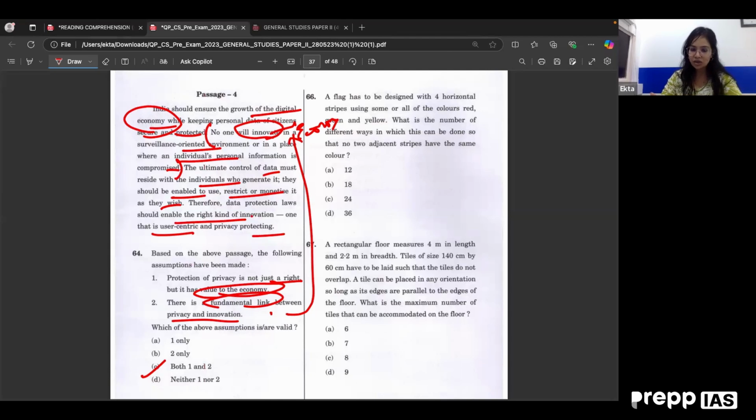go to the statement in the passage. Which statement? That no one will innovate in a surveillance-oriented environment, right? So if I negate my second statement, that there is no fundamental link, then the statement given in the passage will also weaken, right? If I say there is no fundamental link, then saying that no one will innovate in such a surveillance-oriented environment is going to be incorrect. That is negation: if you make your assumption incorrect, your statement will also become incorrect or weakened. Fine, got the idea? And in tomorrow's passage I'll illustrate this with more options, then you will have an idea about it.